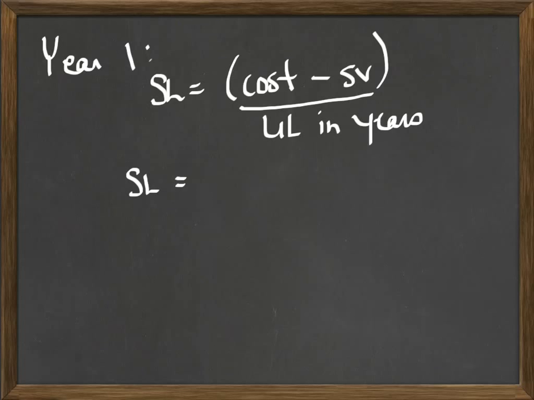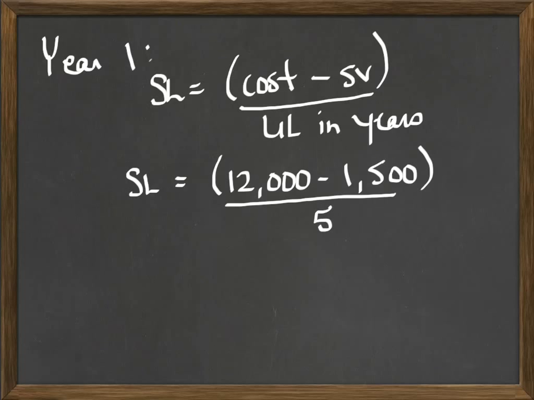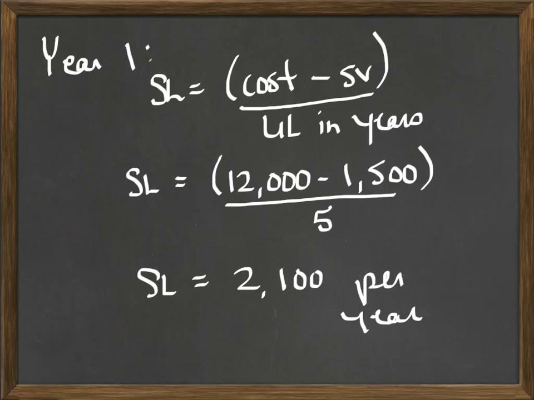So let's look at this example. Straight line here, we've got the cost of this asset was $12,000. Again, it had a salvage value of $1,500, and then we said it had a useful life of 5 years. So 12,000 minus 1,500 gives us 10,500, and then we divide that by 5, and that gives us straight line depreciation of $2,100. And that $2,100 would actually be the depreciation per year. Okay, so keep that in mind, per year. Per year every 12 months.